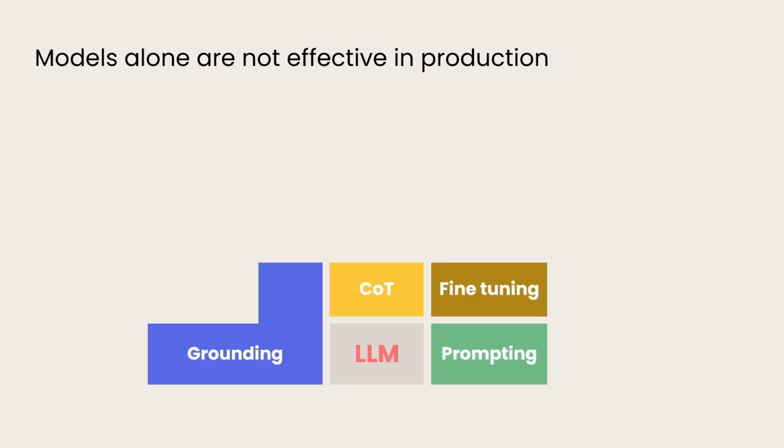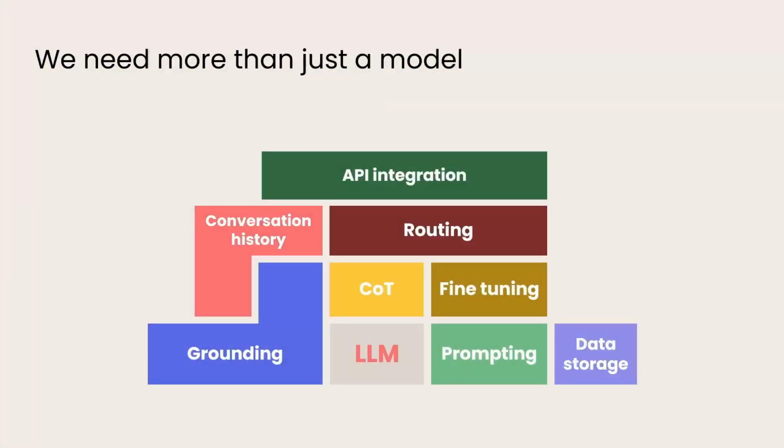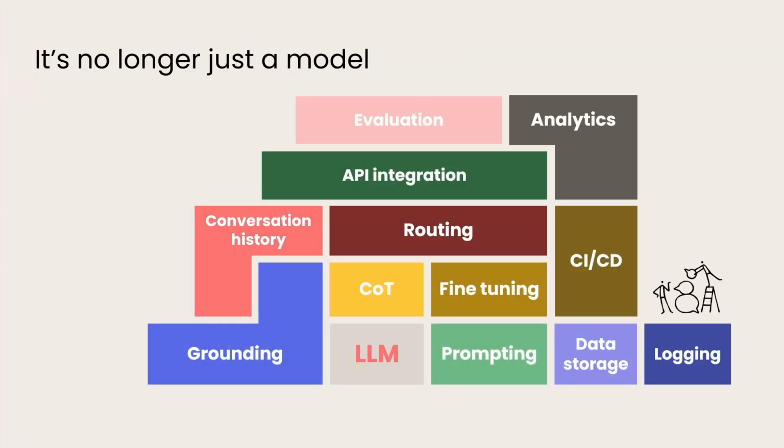Because to make LLMs work well, we need more than just a good model. We need, for example, prompting to improve the output and grounding to ensure the reliability. And beyond that, in real-world applications, we also need routing logic, API integration, memory, and data storage. And this continues to grow. It is as crucial to include evaluation, analytics, CI/CD pipelines, and logging. So you see, the real challenge is more about engineering the entire system around the models.